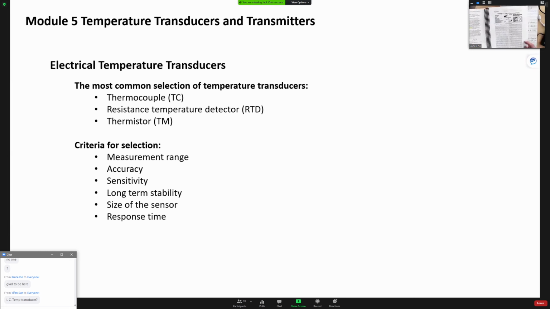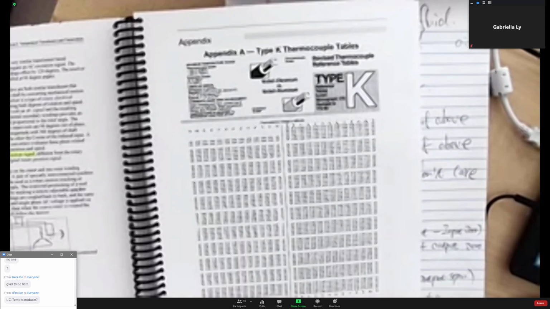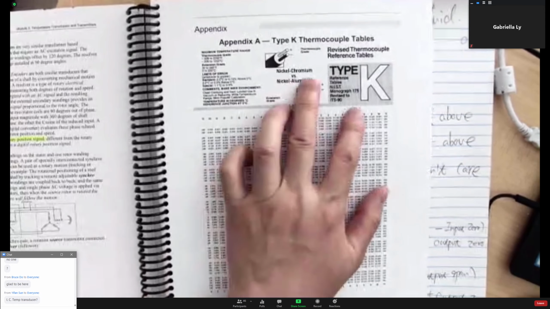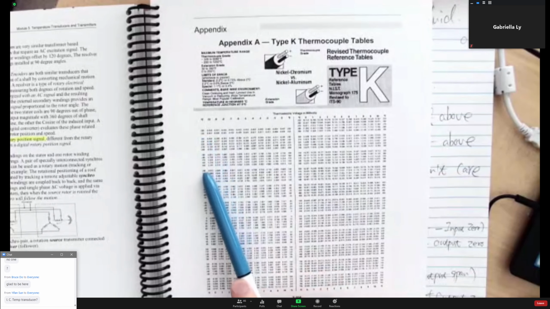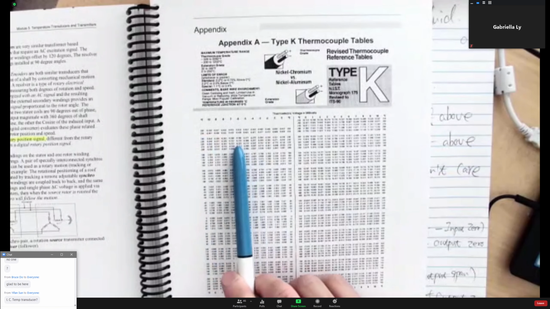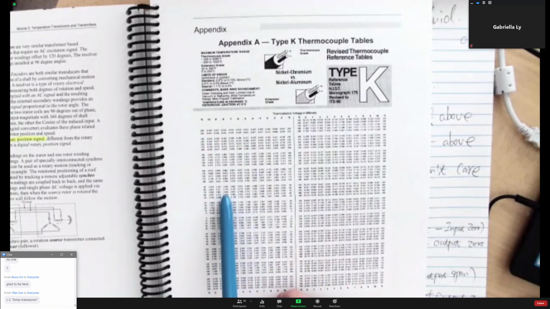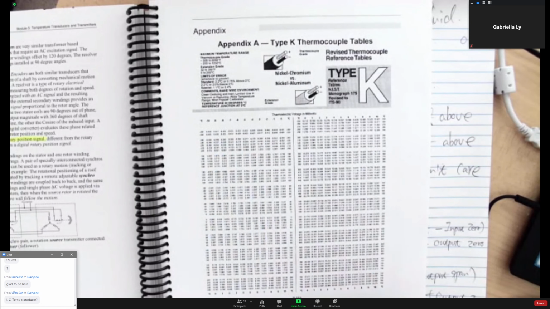So, Appendix A. Appendix A is showing you the thermocouple table. You can see the temperature there and whatever voltage, in millivolts, they are going to generate. So you can use that to calibrate or to measure the temperature. And the temperature range is pretty wide.